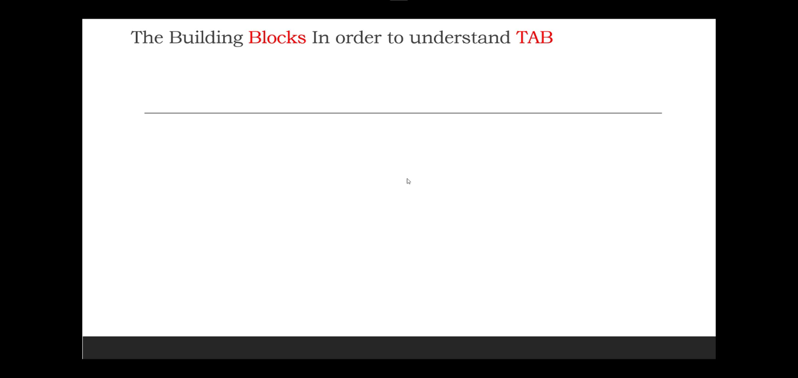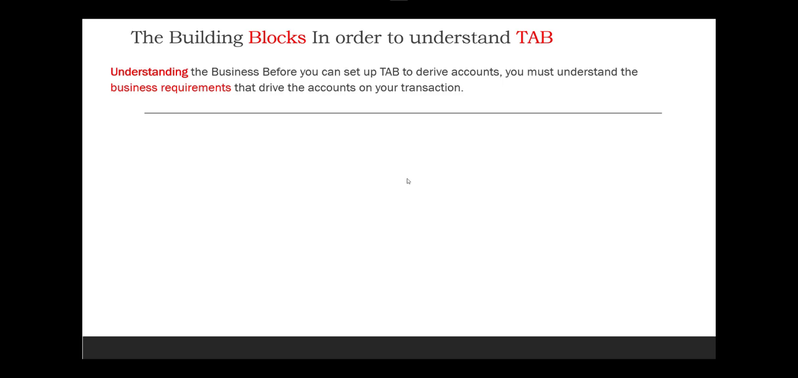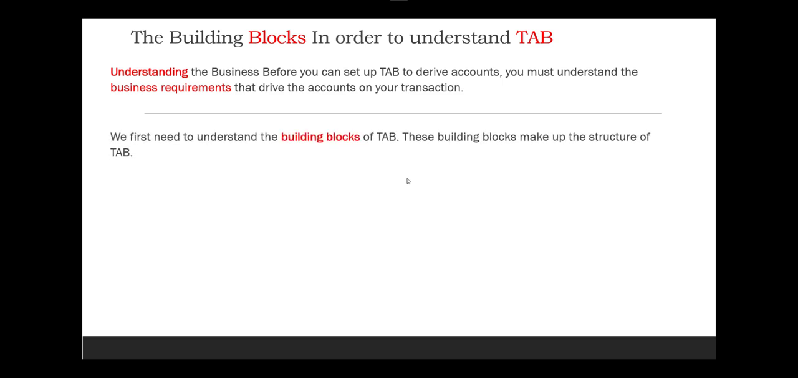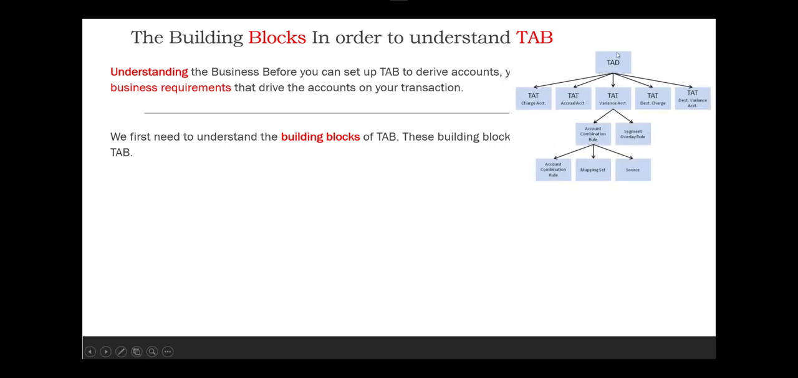The building blocks, in order to understand the TAB, Transaction Account Builder. As you know, before you set up TAB to derive accounts, you must understand the business requirement. We first need to understand the building blocks of TAB, or Transaction Account Builder. These building blocks make up the structure of the TAB. This is the structure: TAD, Transaction Account Definitions. Under it, there are transaction account types. After that, there are a lot of rules, or account combination rules, segment override, account combination mapping, sources, all of this. And we will see all of this in our setup.